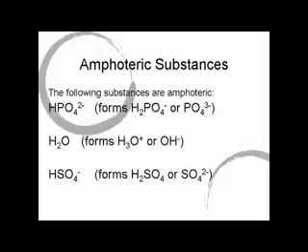Well, how'd you do? There are three of these substances that were amphoteric. The HPO4 2- is amphoteric. It can form either the dihydrogen phosphate ion, H2PO4-, or the phosphate ion, PO4 3-. Water certainly is amphoteric. It can form either the hydronium ion or the hydroxide ion. And finally, HSO4- will form either sulfuric acid, H2SO4, or the sulfate ion, SO4 2-. How'd you do?